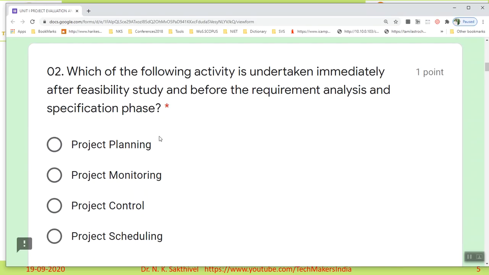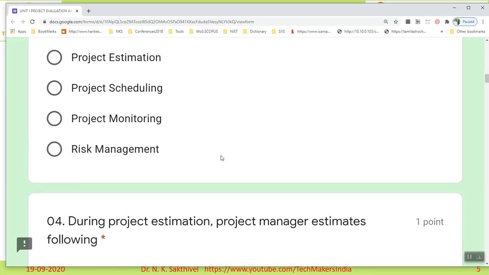Second question. Which of the following activities is undertaken immediately after the feasibility study and before the requirement analysis and specification phase? You understood the question, isn't it? Feasibility study, then before requirement analysis. Which one? Planning, monitoring, control, obviously planning. Planning is the correct answer.